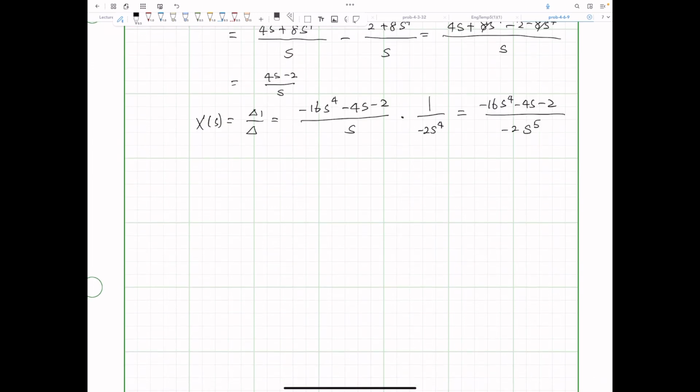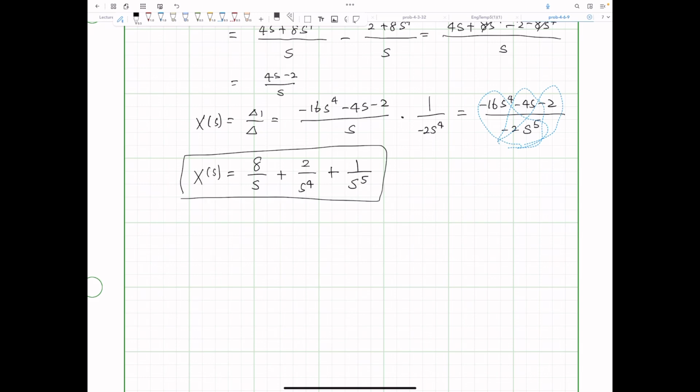And if we separate these three terms, then we have negative 16 over 2, which is 8 over s for the first one. And then minus minus is plus, 4 over 2, so 2 over s^4, and then minus minus is plus 1 over s^5. That is x of s.